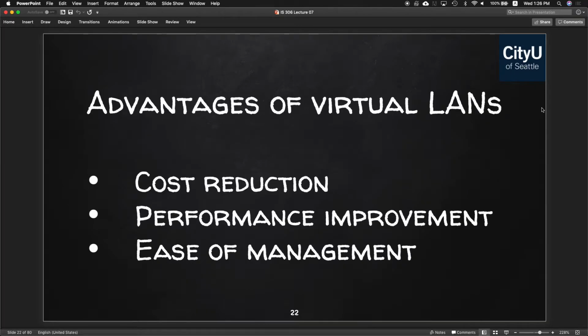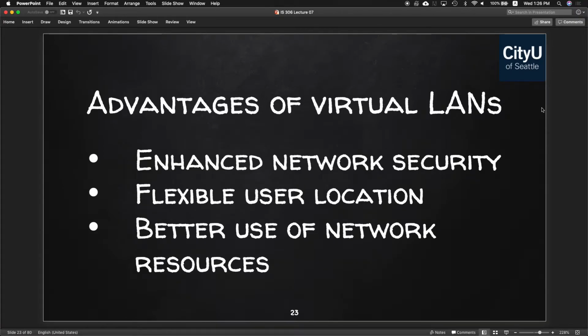So the advantages of virtual LANs are, again, cost reduction, performance improvement, ease of management, because you also have tools where you can easily see what's happening in your virtual LAN, like an interface. Enhanced network security, flexible user location, better use of network resources. So right now the standard is people just use virtual LANs.